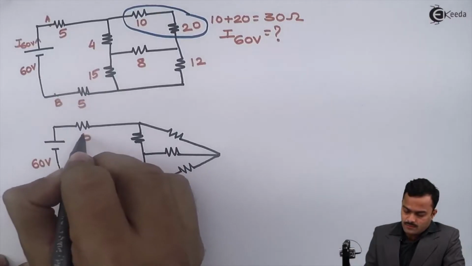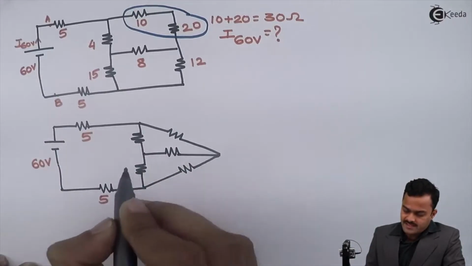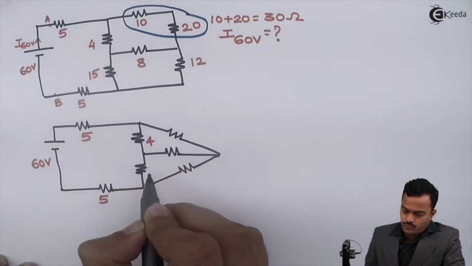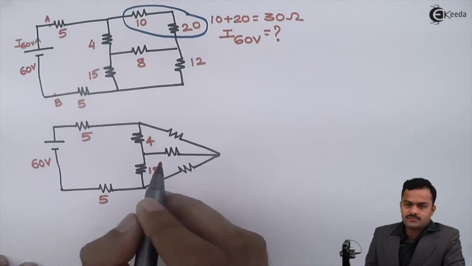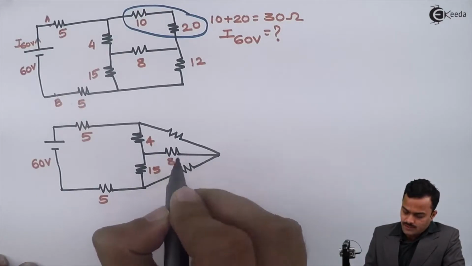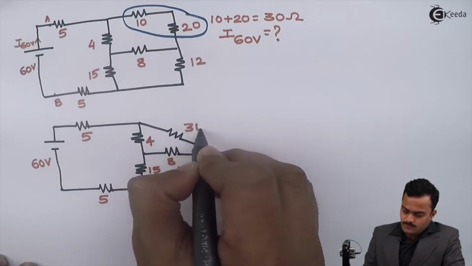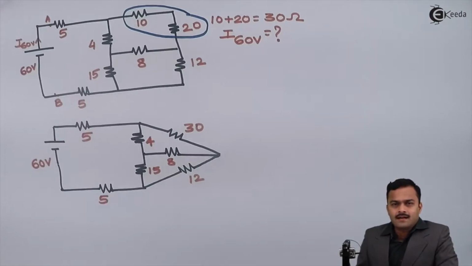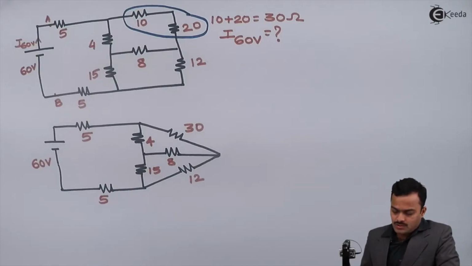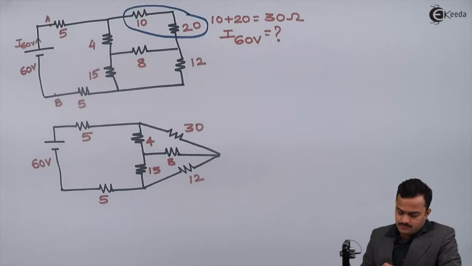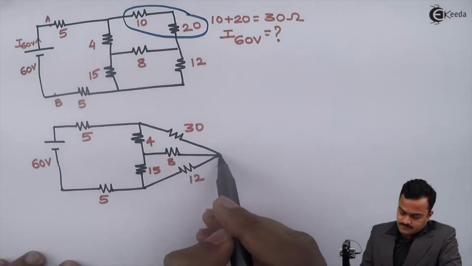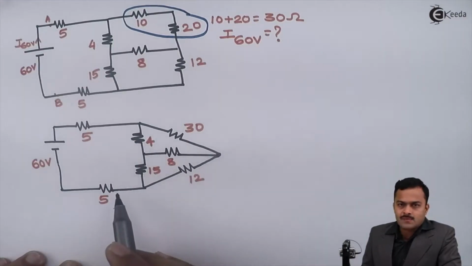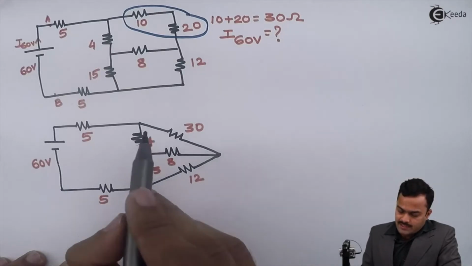60 volt, 5 ohm will remain as it is, 4 ohm, this 15 ohm, 8 ohm, 30 ohm and 12 ohm. I can check. I will not get any series and parallel connection now, so I have to go for star delta or delta star conversion. So let's convert this star into corresponding delta. So corresponding delta will look like this.